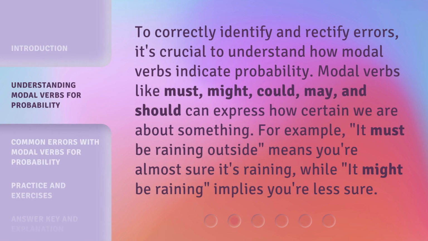To correctly identify and rectify errors, it's crucial to understand how modal verbs indicate probability. Modal verbs like must, might, could, may, and should can express how certain we are about something. For example, it must be raining outside means you're almost sure it's raining, while it might be raining implies you're less sure.